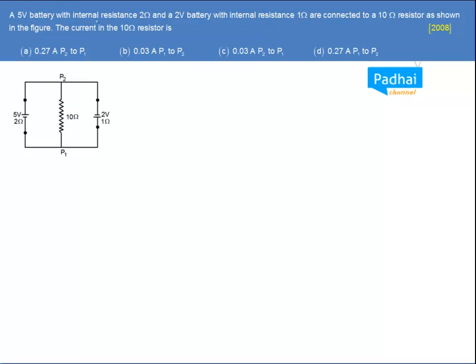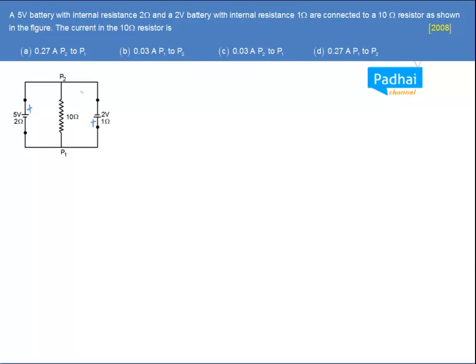A 5-volt battery with internal resistance 2 ohms and a 2-volt battery with internal resistance 1 ohm are connected to a 10 ohm resistor as shown in the figure. The positive terminal of the 5-volt battery is upwards and the positive terminal of the 2-volt battery is downwards, and this is the 10 ohm resistance. What will be the current in the 10 ohm resistor?